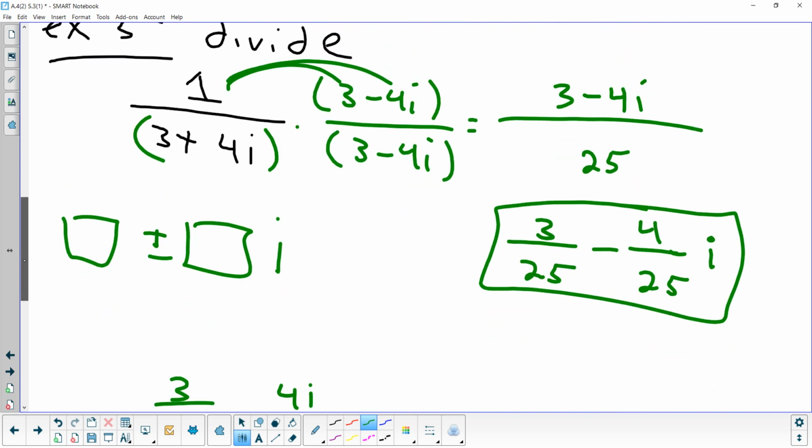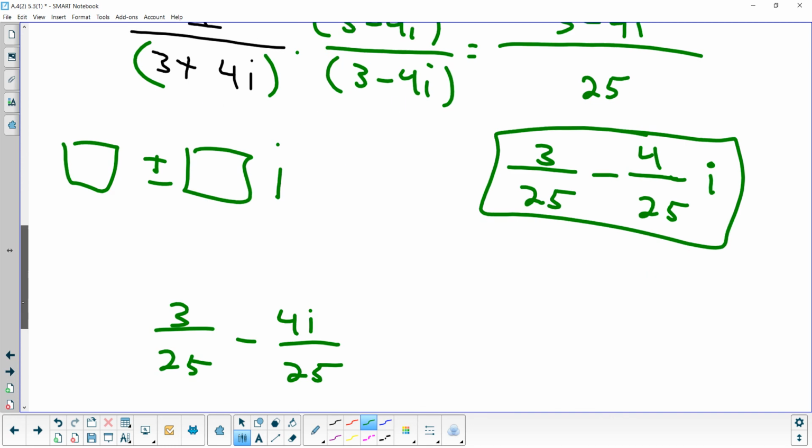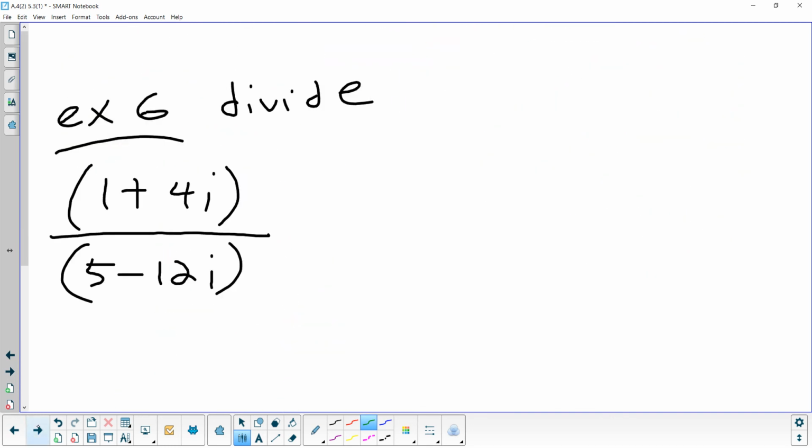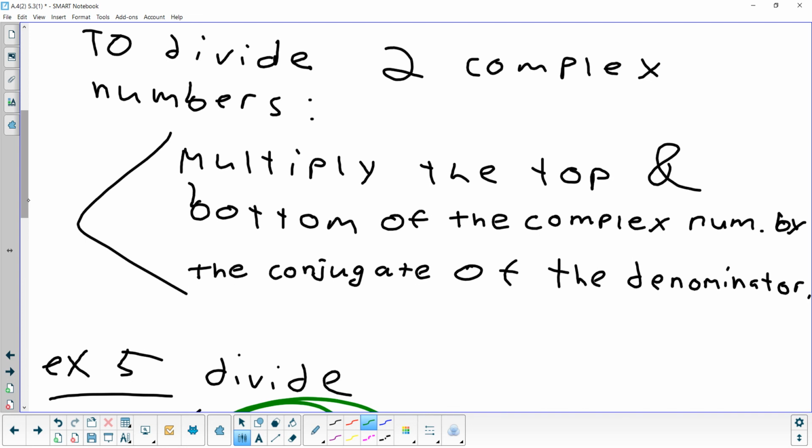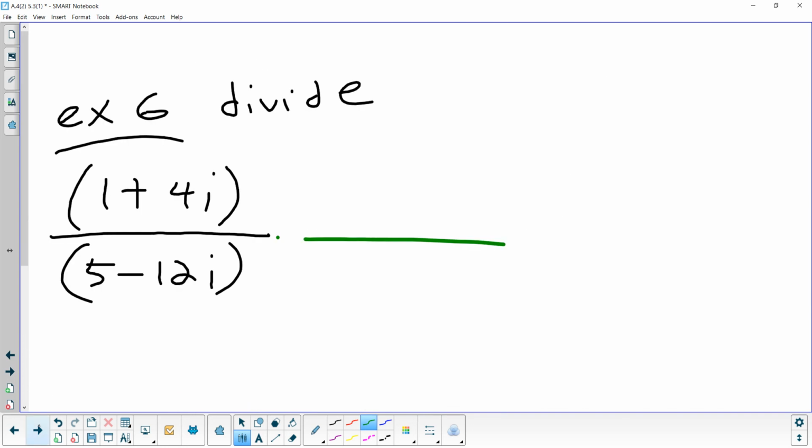Okay, any other questions on that one? All right. So let's look at, I think we have one more. Divide. Okay. So Colby, what would I multiply top and bottom by in this? Conjugate? Yep, which would be? 1 minus 4. Or would it be 5 plus 12i? Yeah, remember it's the conjugate of what's in the denominator. Okay, so we want to go with the 5 plus 12i.